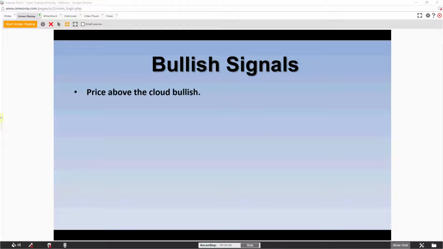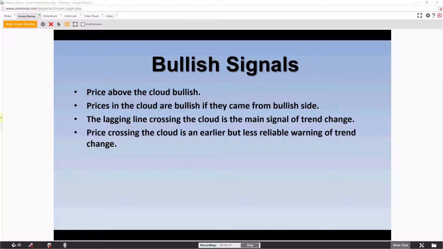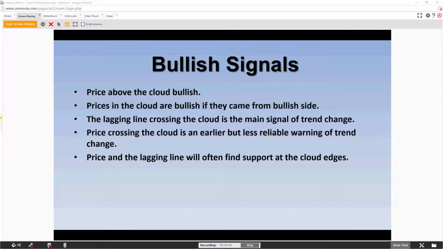All right. Bullish signals. The price above the cloud is bullish if it comes from the high side. Price in the cloud is bullish if it comes from the bullish side. The lagging line crossing the cloud is the main signal of trend change. Price crossing the cloud is an earlier but less reliable warning of trend change.